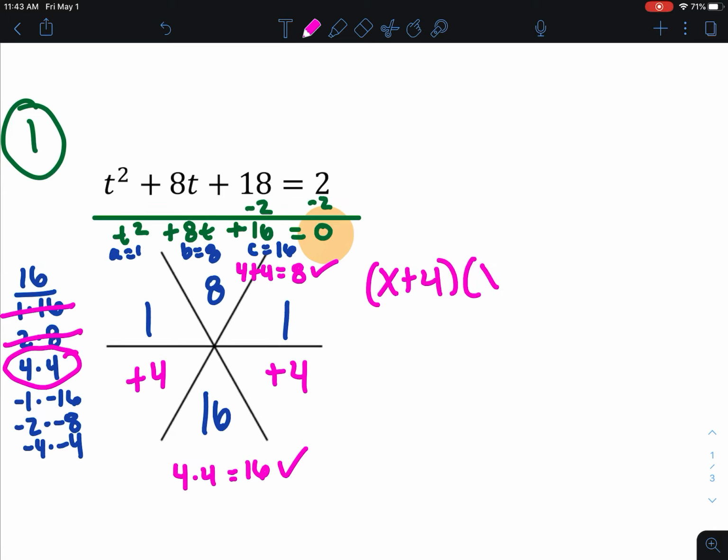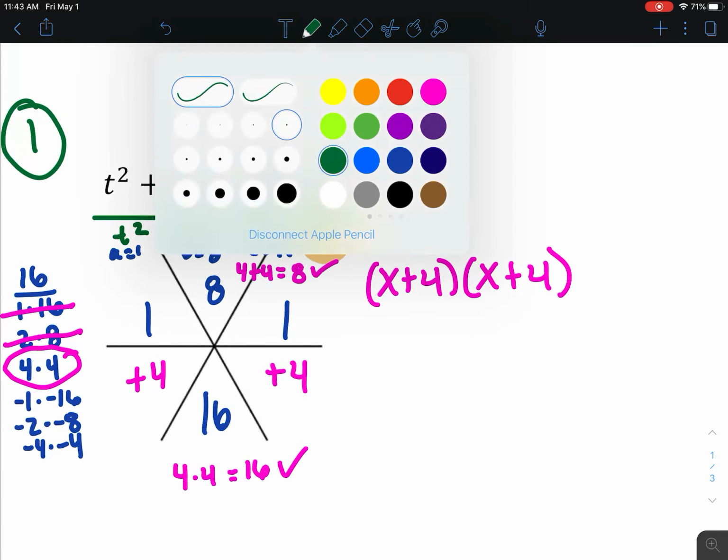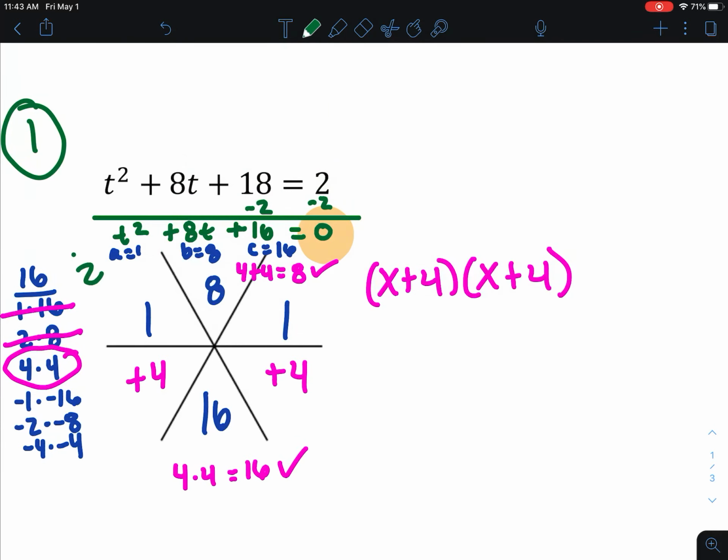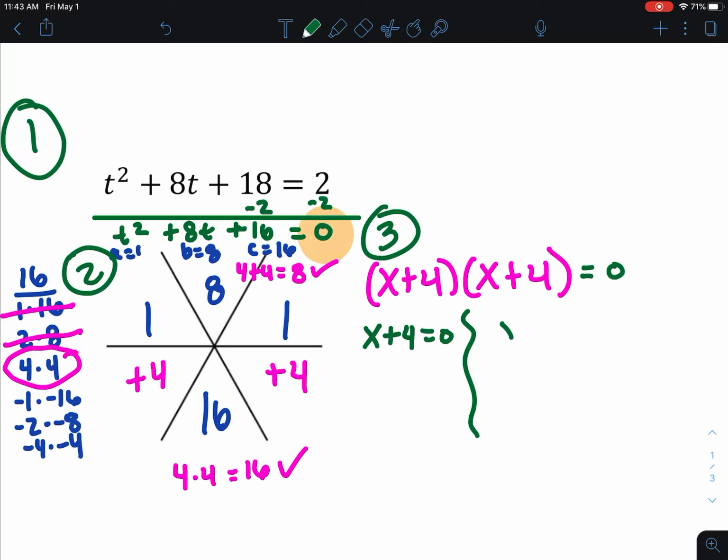So my two factors are x plus 4 and x plus 4. Alright, remember step 3, so that was step 2. Step 3, and here's the super important step that a lot of you keep forgetting, and that's what's going to mess you up on the quiz. Do not forget step 3. Because a lot of you are going to say, oh, my answer is positive 4, and no, we don't know that yet. We got to equal it to 0 and solve.